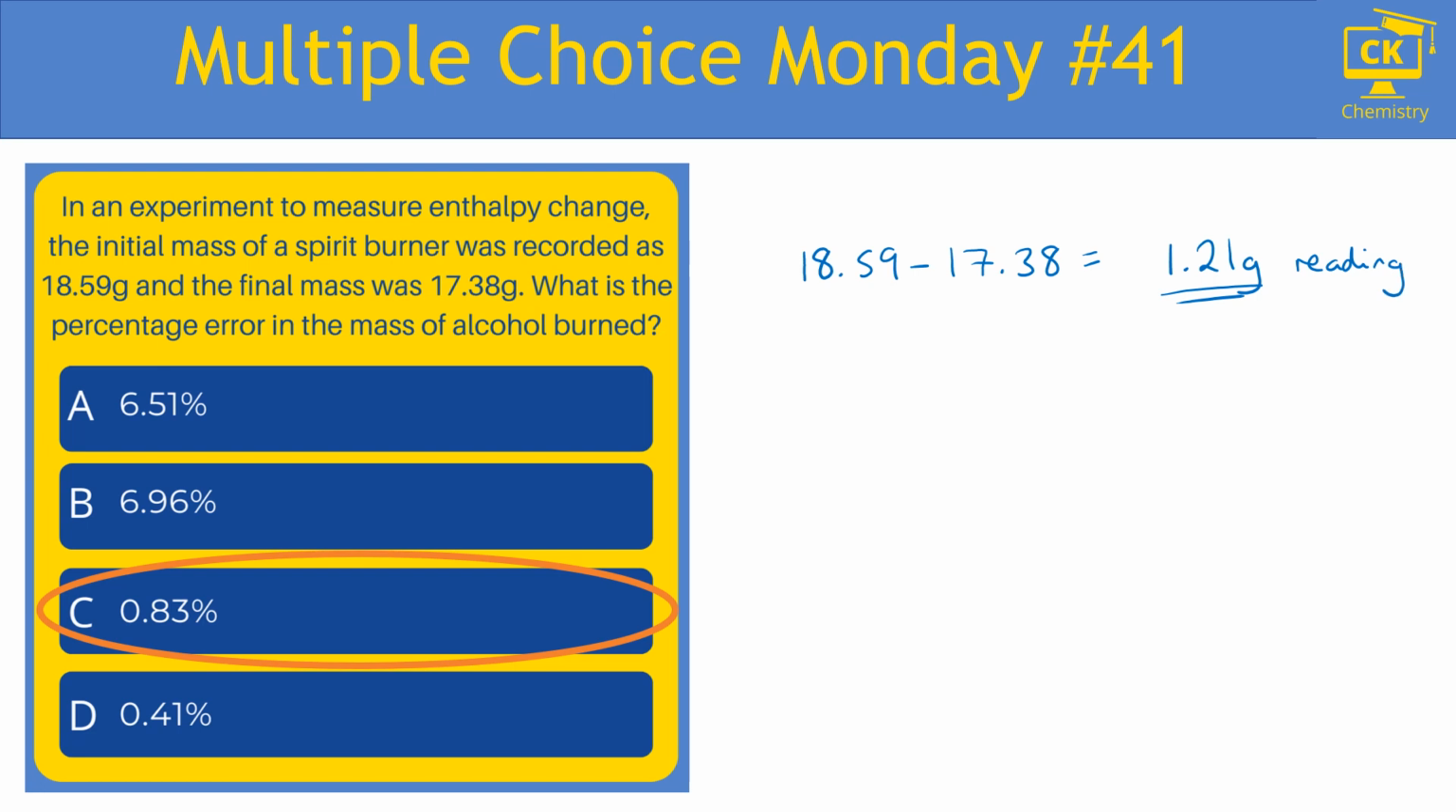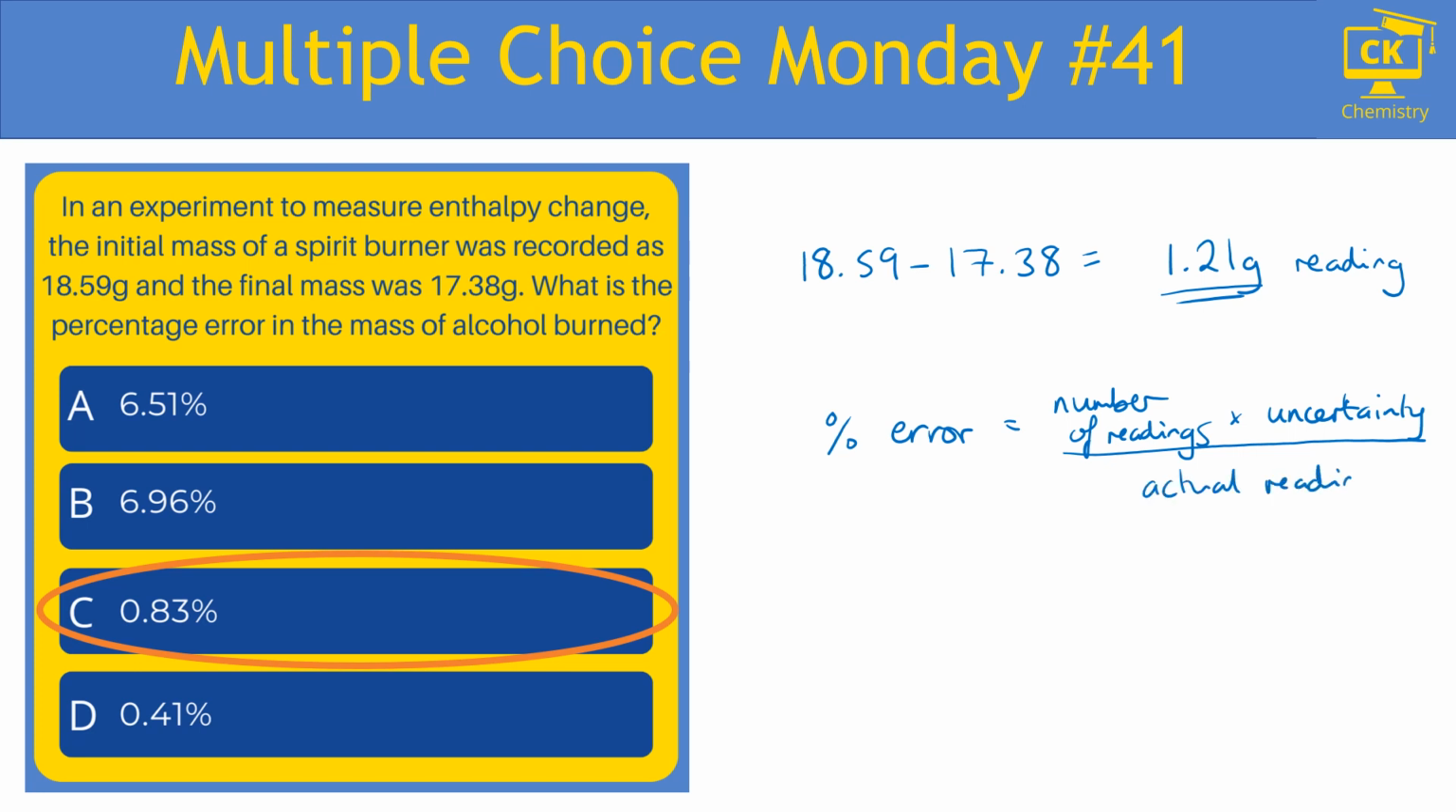Okay, so our percentage error, the calculation that we need to do, is the number of readings multiplied by the uncertainty value in each reading, divided by the actual reading that we take, the actual value, times by 100 to get percentage. I've run out of space for that bit. So let's take those things in turn.